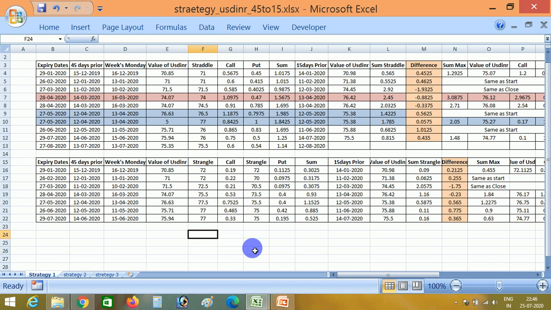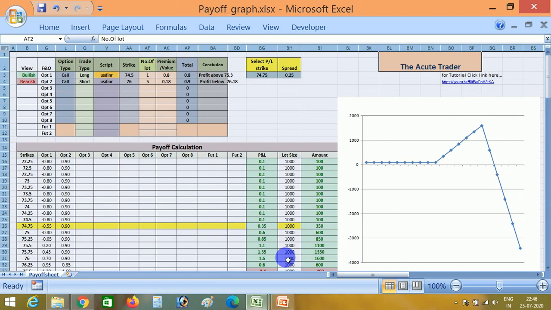Let me take an example of 27th August, where we sold the 75.5 straddle on 13th July. We sold the straddle of 75.5, according to the value of USD INR, at 60 paisa and 54 paisa. Let me show you in the graph.